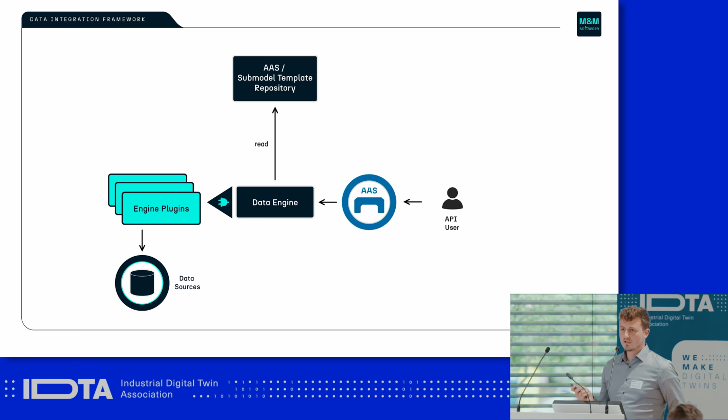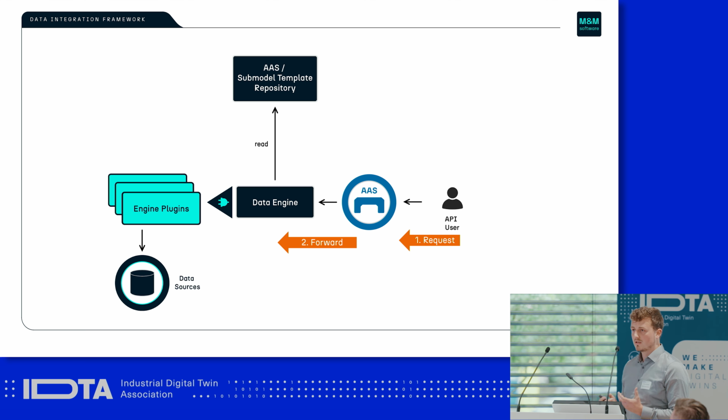And I now guide you with a request through the whole system to give you a bit more feeling how this is working. So on the right-hand side, we have the API user who is requesting something, an AAS or a submodel, and this request will be handled by the AAS gateway here as a centralized entry point, providing all AAS services. This will be forwarded to the data engine, and the data engine here is really the heart of our system.